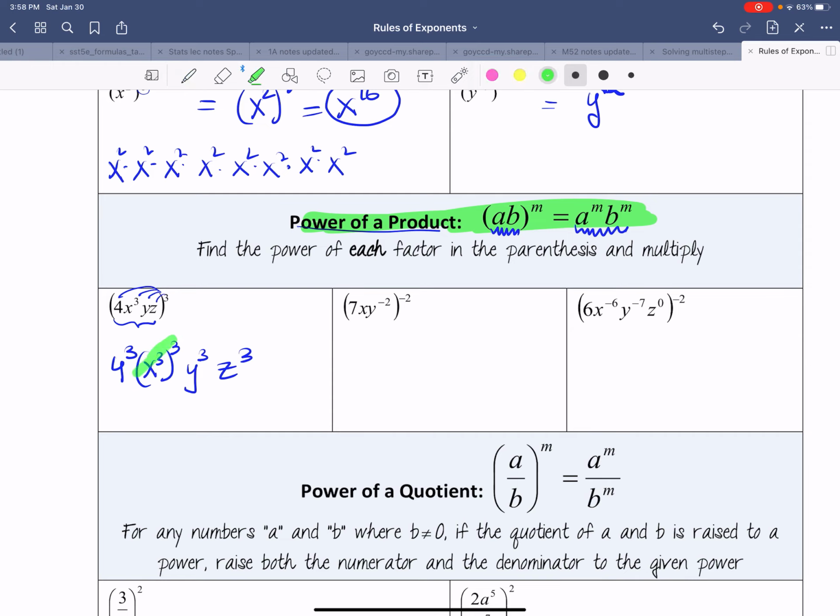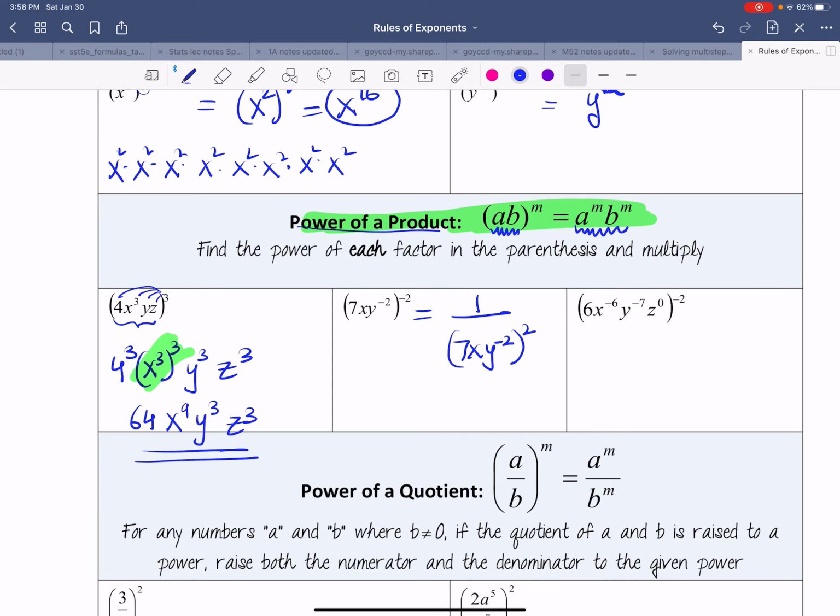And we can use a rule that we just talked about, that if you raise an exponent to another exponent, they multiply. And 4 to the third power is 64. 4 times 4 times 4, 64, x to the 9th, y to the third, z to the third. Okay, next example, we have a negative exponent here. Negative exponent means we bring it to the, we can do it two ways, but I'm gonna do this.